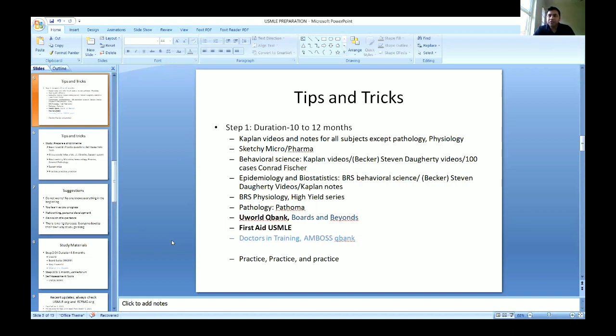For pathology, we need to study Dr. Sattar's Pathoma. For physiology, BRS Physiology. So how to study the Kaplan videos? They are videos, and we are not familiar with that. In our MBBS, we used to have classes and then we used to see the patients.